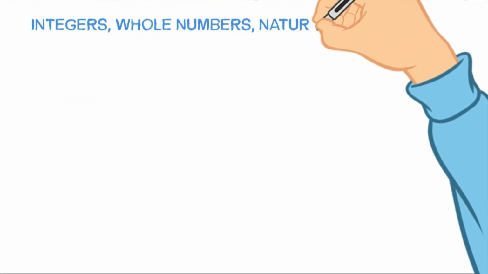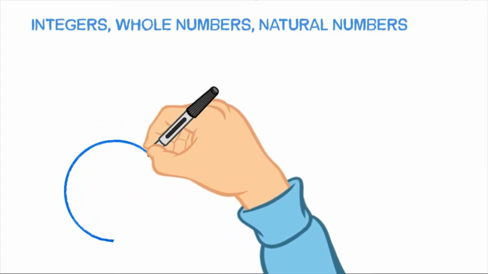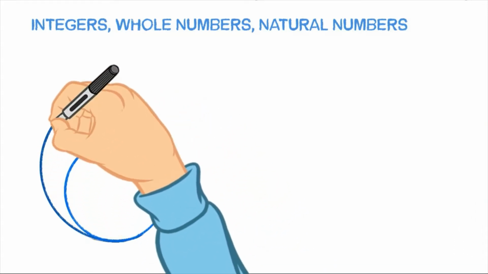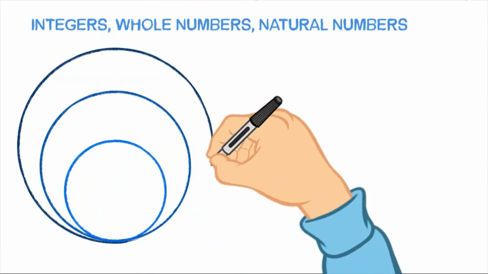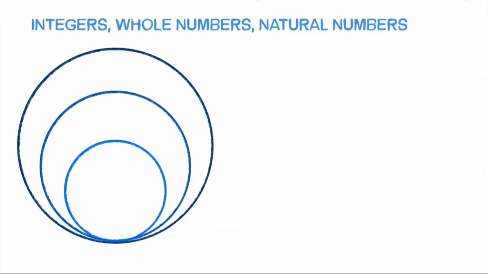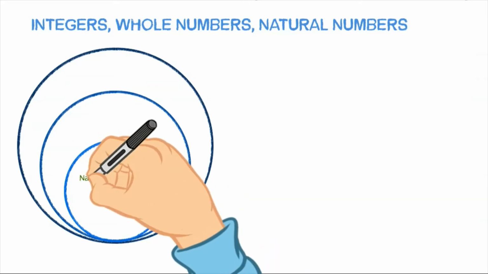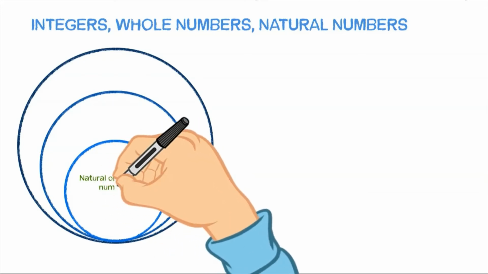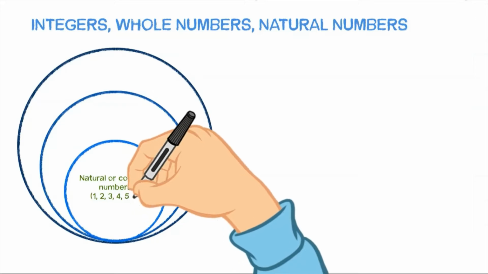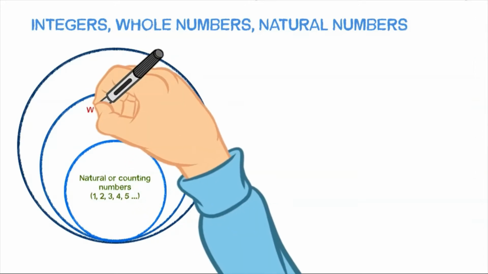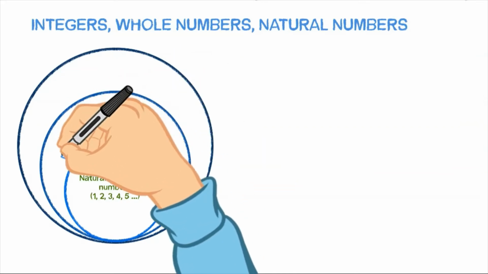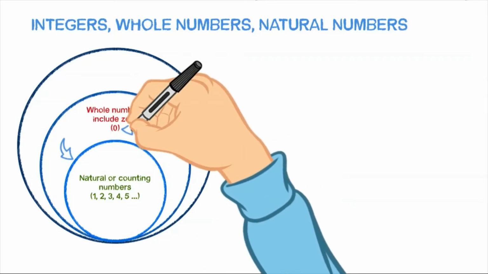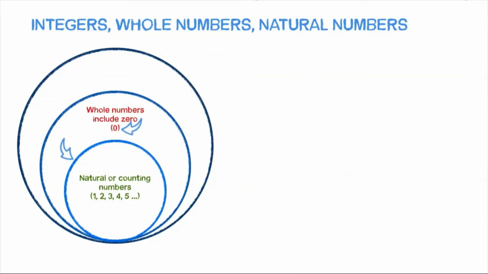Integers, whole numbers, natural numbers. I am sure you have more questions about this set of numbers and how they differ from each other. In this discussion, let us consider this Venn diagram. The smallest and innermost circle represents the natural or counting numbers. These numbers again are 1, 2, 3, 4, 5, and so on. The bigger circle represents the set of whole numbers. As described in the diagram, the smallest circle and 0 are within this bigger circle. This means that the set of whole numbers is the collection of natural numbers including 0.